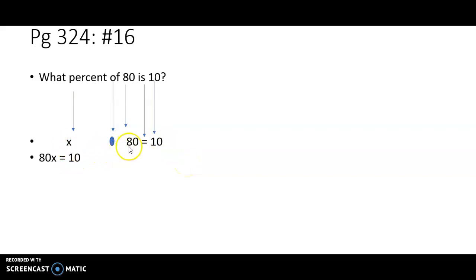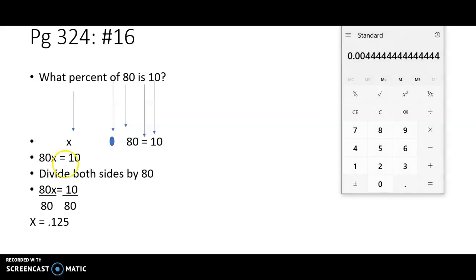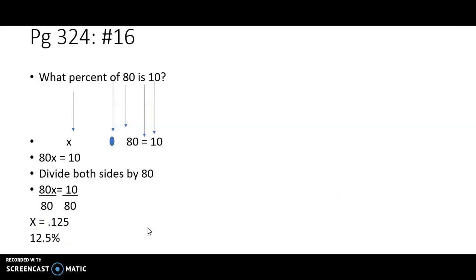X times 80 is better stated as 80x when we're doing algebra. Okay, so we have 80x equals 10. To isolate our variable, we have to divide both sides by 80. And if we use our calculator, we have 10 divided by 80. And that gives us 0.125. If I go back up here, it's asking me what percent. That's what I'm looking for. So I have to move this over 2 spots, and I get 12.5%.